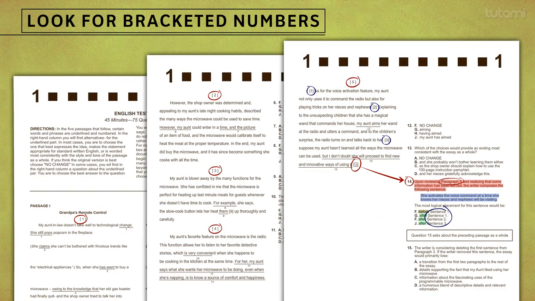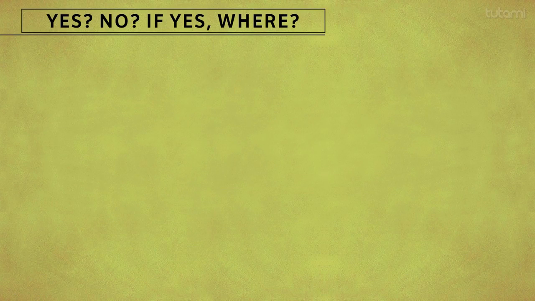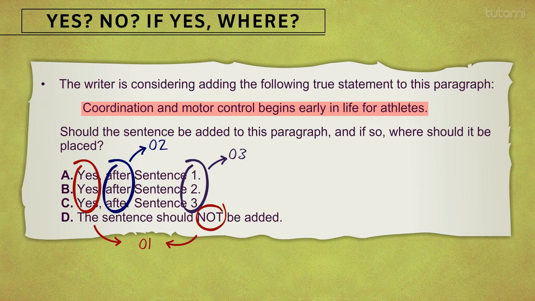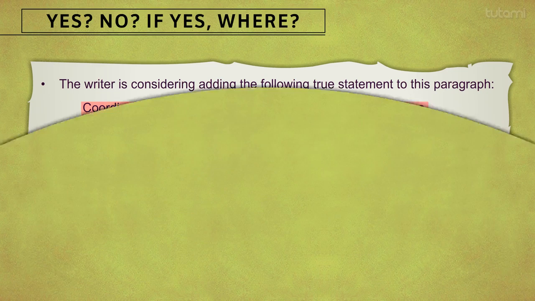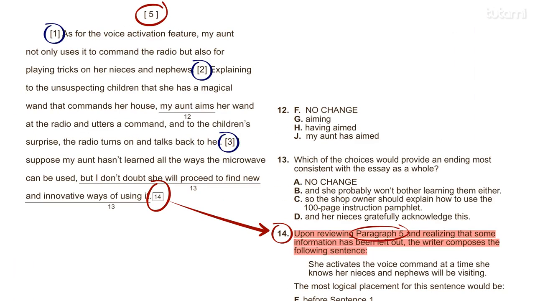Other times, the question may not be labeled with a before or after, followed with a sentence number. Sometimes the question may be formatted with a yes, no, followed with an after or before, and in the end, a sentence number. Let's start by taking a look at our previous example. Question number 14 here.